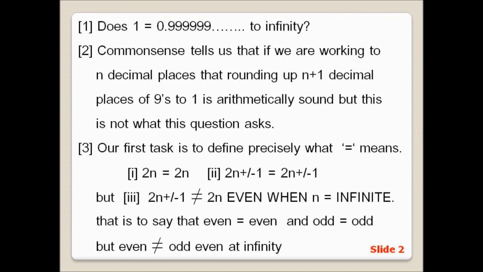Our first task is to define precisely what equals means. 2n equals 2n. 2n plus or minus 1 equals 2n plus or minus 1. But 2n plus or minus 1 is not equal to 2n even when n is infinite. That is to say that even equals even and odd equals odd, but even is not equal to odd, even at infinity.